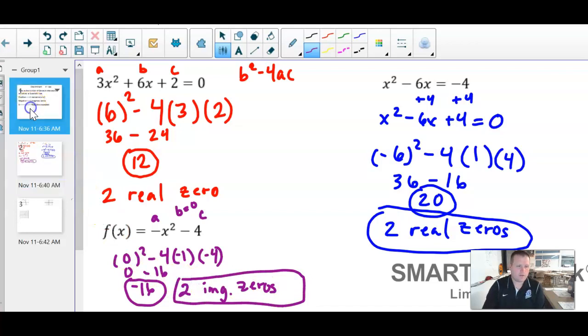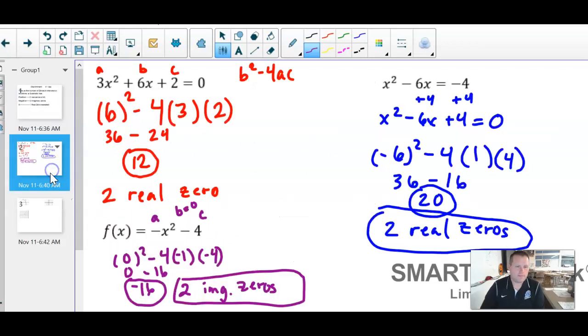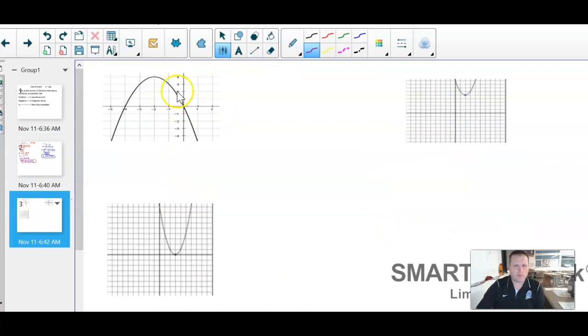Okay, again, that all just goes back to this chart. Positives, 2 reals; negatives, 2 imaginaries; and zeros, 1 real. Okay, so that's how we find our discriminant with a formula. If I look at a chart, all I want to know is what the sign of my discriminant is, and then I want to know how many solutions. So I want to know the solutions as well.